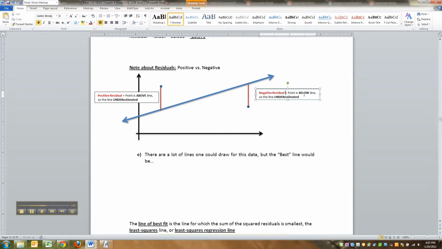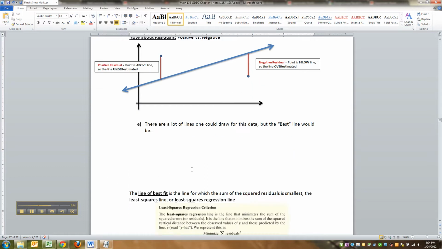It means that your point was below your line, so you overestimated. So keep in mind, the line is your estimations. If your point is above the line, it means you underestimated. If your point is below the line, it means you overestimated. It's kind of weird because you think negative means low, but it does. It means the point is low, which means the line itself is overestimating.